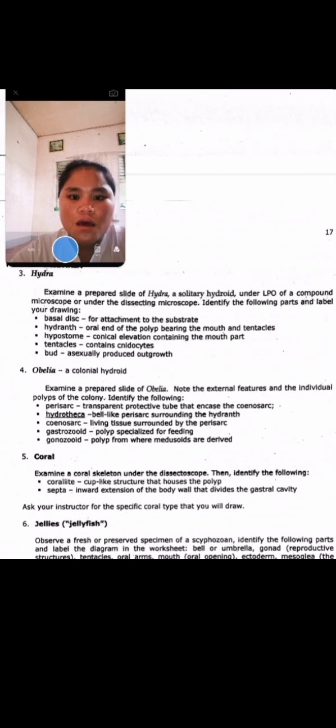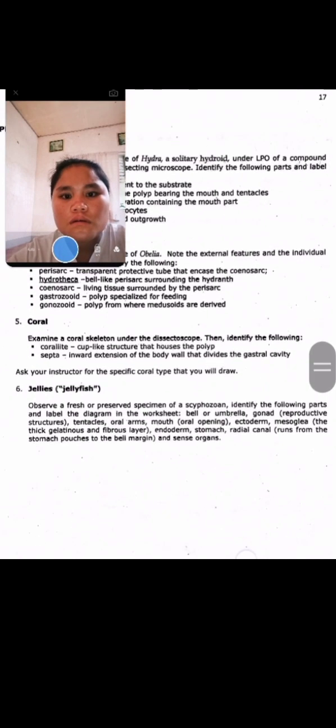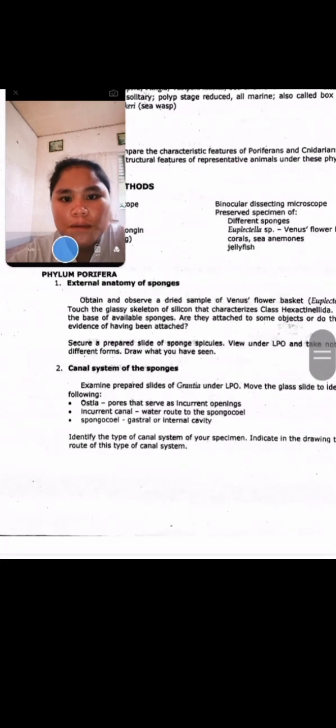Observe a fresh or preserved specimen of Cyclozoan. Identify the following parts and label the diagram in the worksheet. Bell or umbrella, reproductive parts, and the head of the jellyfish.